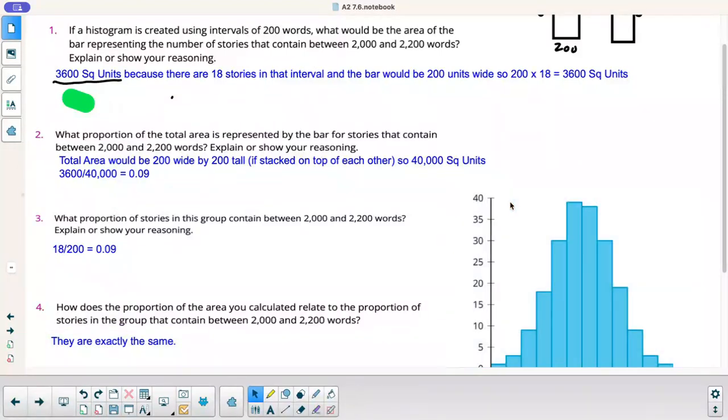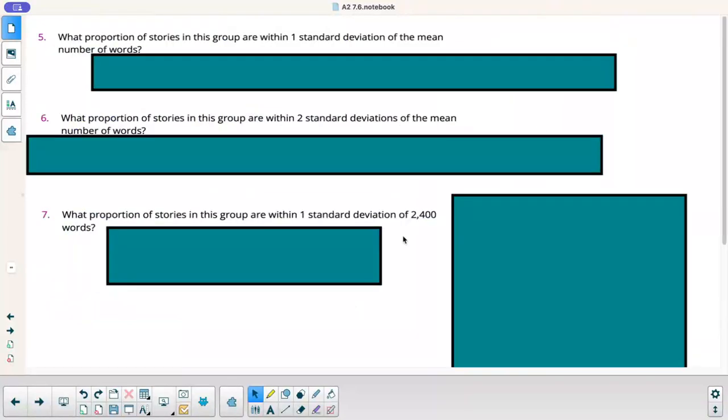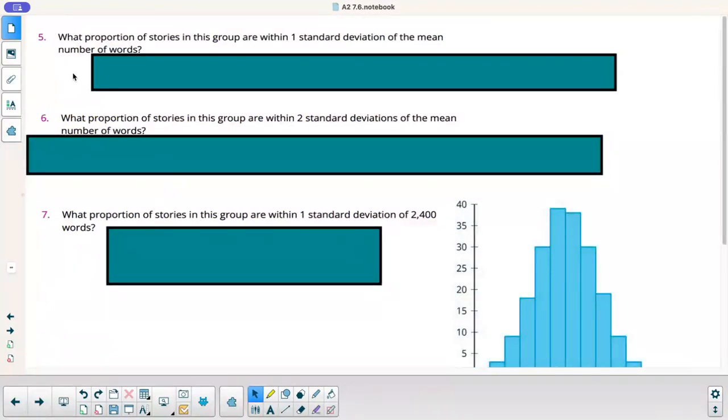All right, now here's a little picture of the histogram. I didn't want to show it to you right away, but this is how we did it. We did the 2,000 to 2,200. That got me to 18 right there. Like I was saying here, if I stacked all these bars on top of each other, they'd all be 200 wide and they'd go up to 200. Okay. All right. I'm going to keep that picture there to help us.